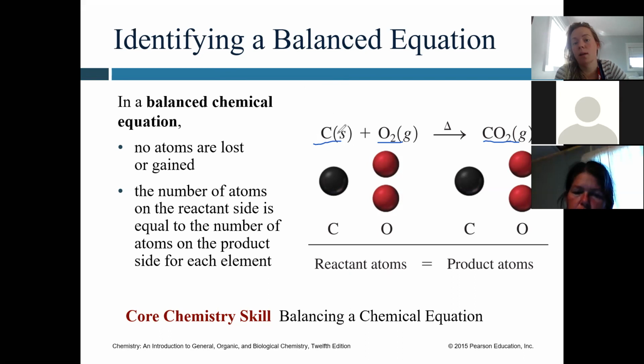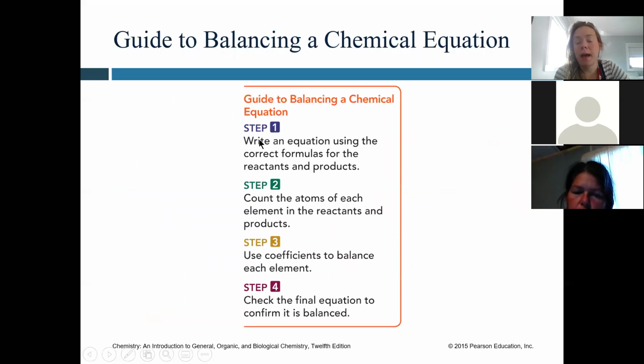So in this case, I have 1 carbon and 2 oxygens. At the ending situation, I have also 1 carbon and 2 oxygens. So reactant atoms equal product atoms. So this one just happens to already be balanced for us. That's not always the case though. Sometimes equations aren't balanced, and so we need to balance them.